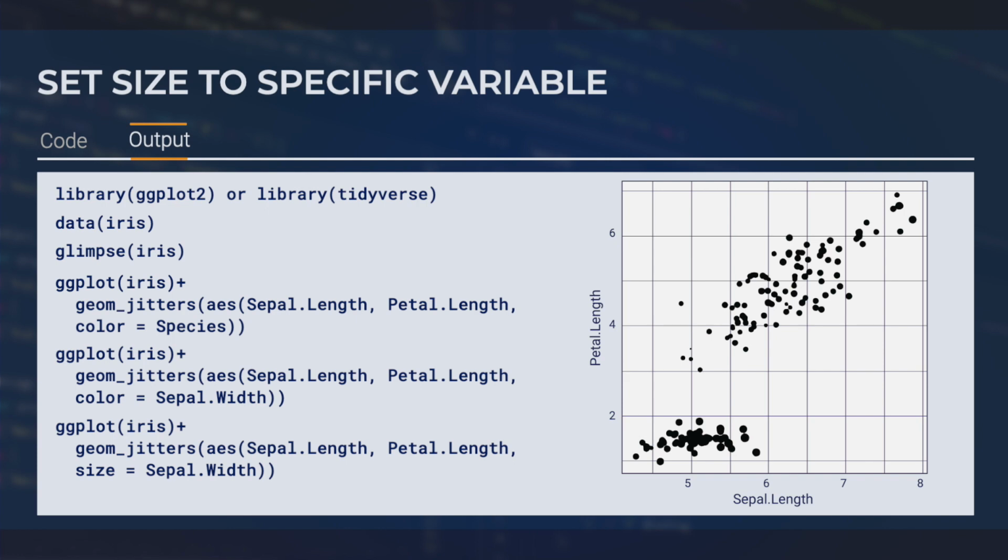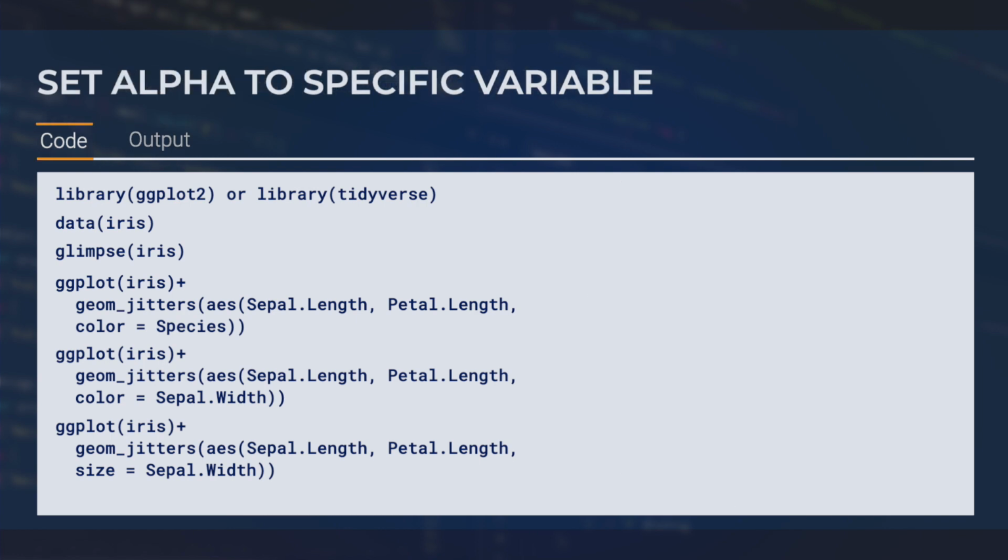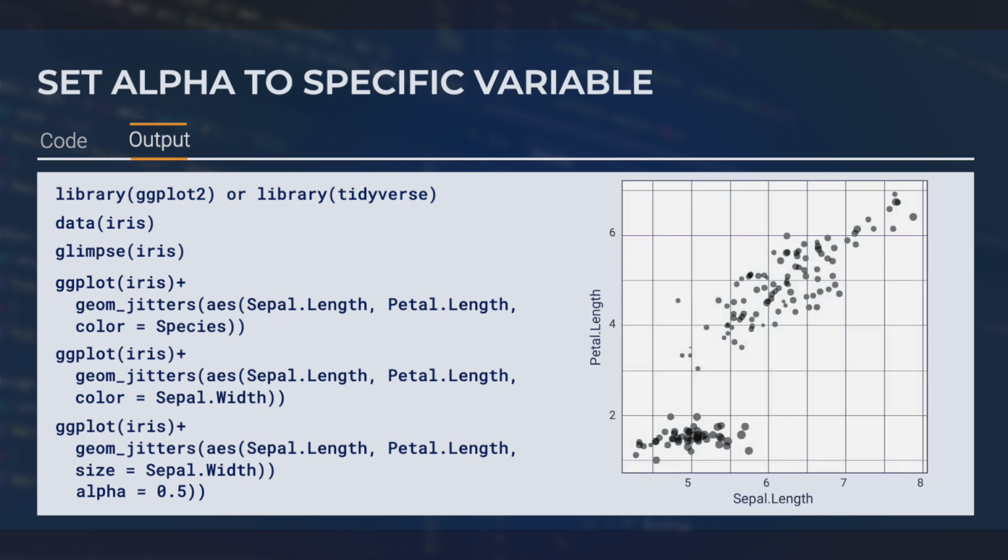This aesthetic changes the transparency of your data. To set our alpha value, we will choose a number between 0 and 1, with 0 being completely transparent and 1 being completely solid. We will use 0.5 today. Now, when we look at our graph, we can get a much better idea of the distribution of our data points in the bottom left corner.